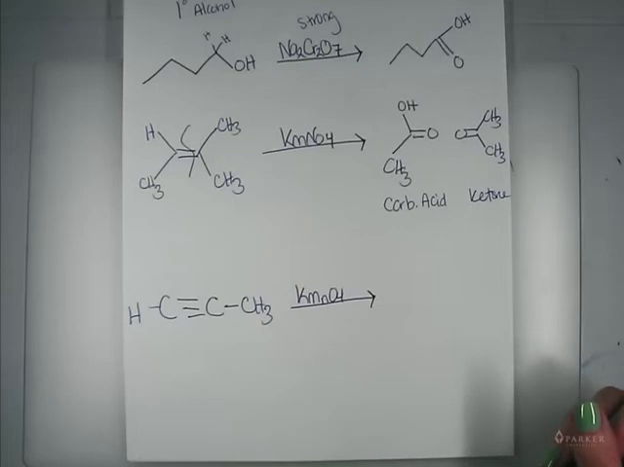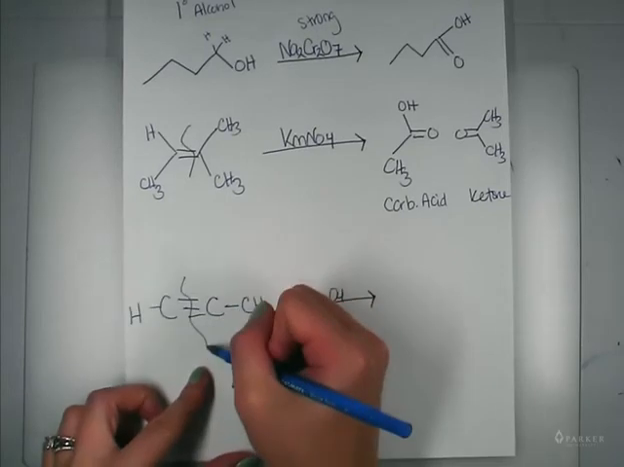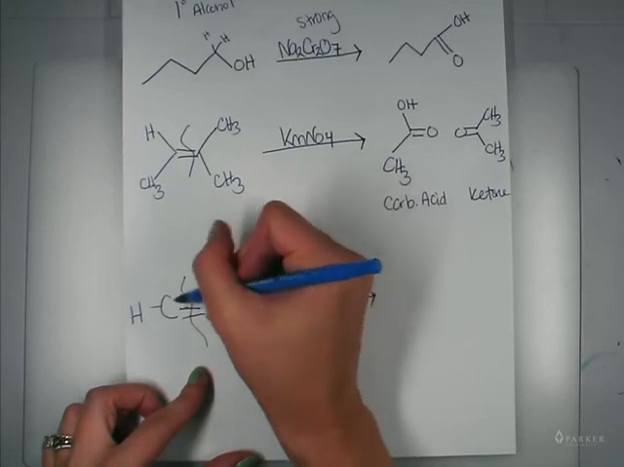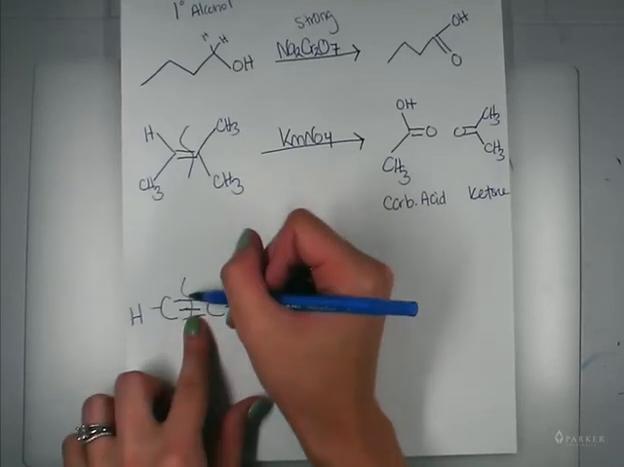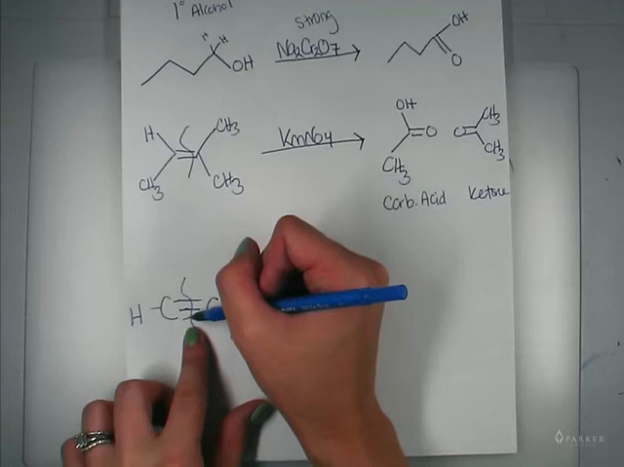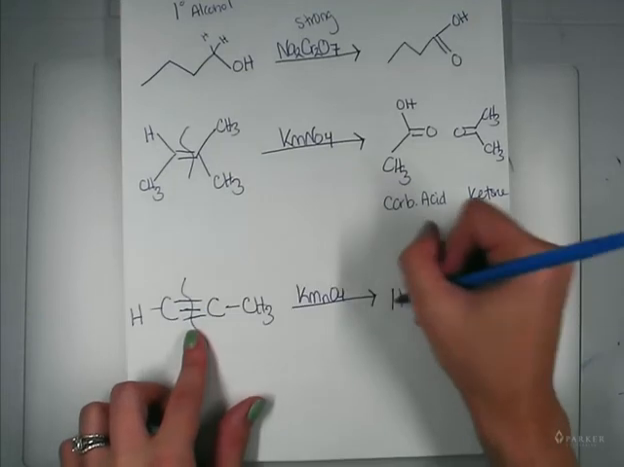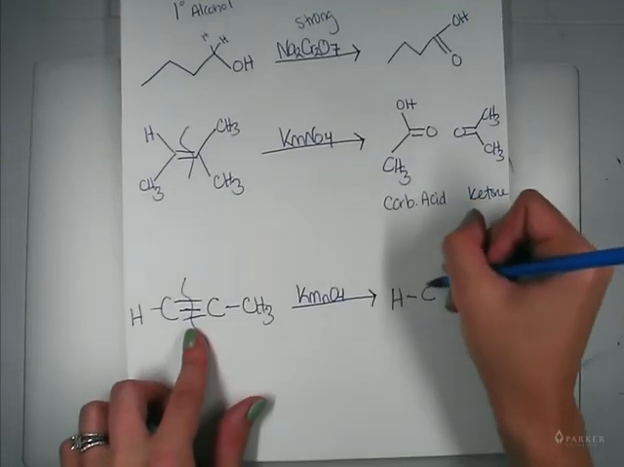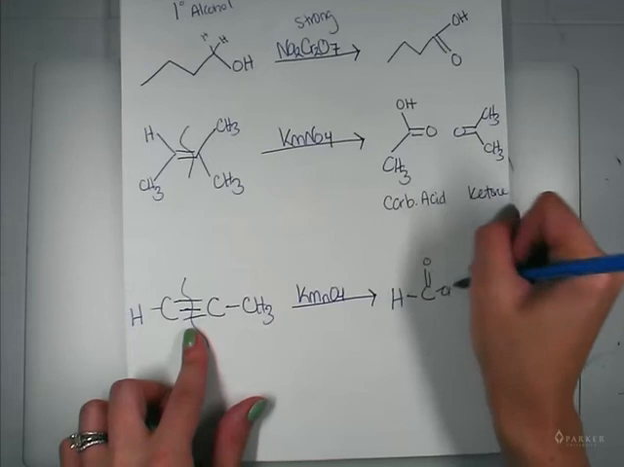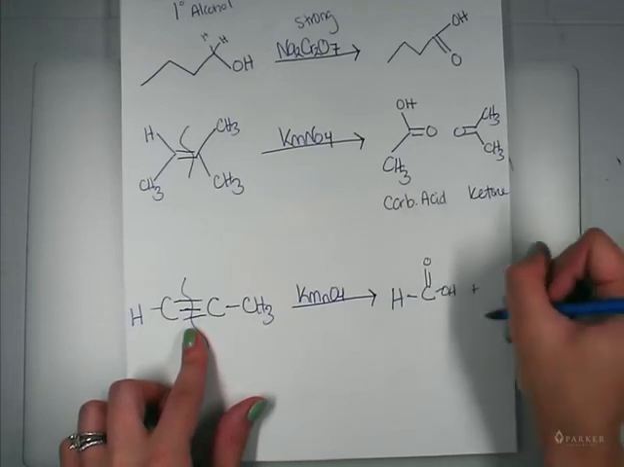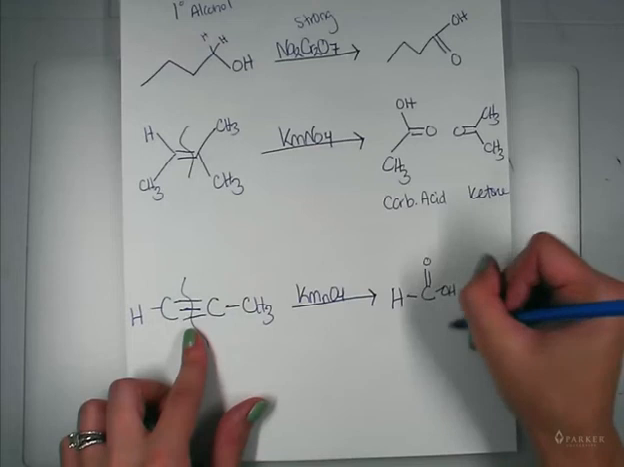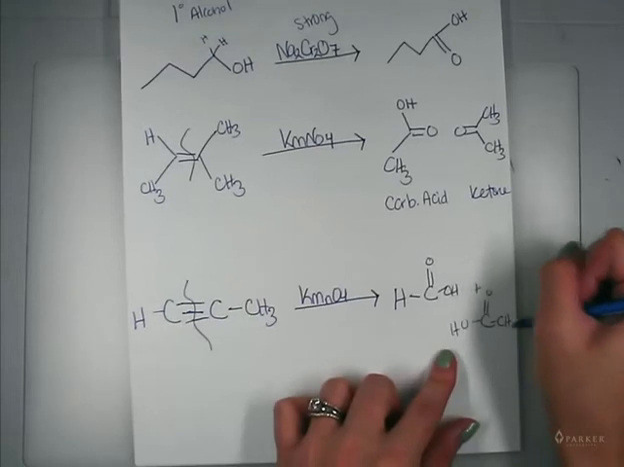What about this one? Yeah, it'll make 2 carboxylic acids. So we cleave it right down the middle, and I have 3 bonds there. 2 of them will become the carbonyl, and the third one will become the OH. So I have C double bond O OH plus C double bond O OH with a methyl.